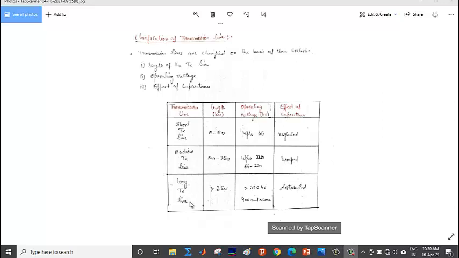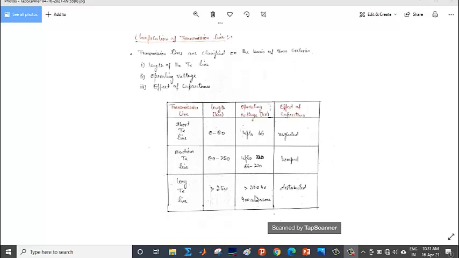The third one is the long transmission line. In the first two, we are using approximations. You can see the approximation here is that the capacitance is neglected in the short line, lumped in the medium line. Here in the long line, all the parameters including capacitance are distributed. This is also known as the exact analysis of the transmission line, because this is exactly the case with the transmission line: all the parameters are actually distributed. The length of the transmission line will be considered greater than 250 kilometers, and operating voltage is greater than 220 kV, that is 400 kV and above.